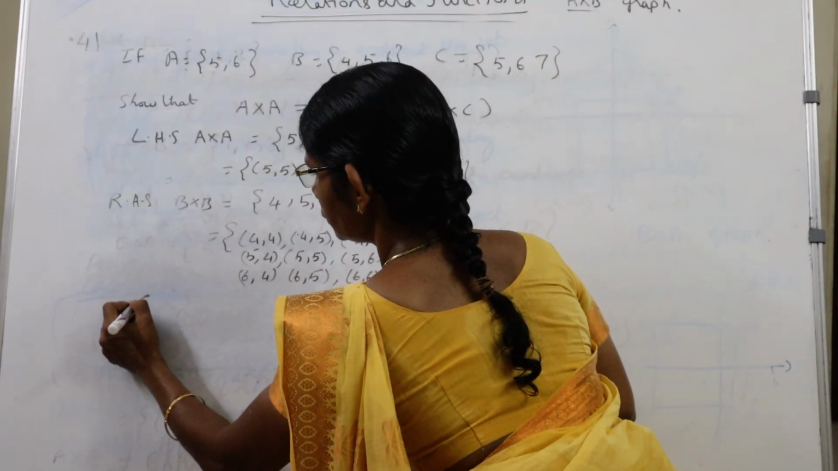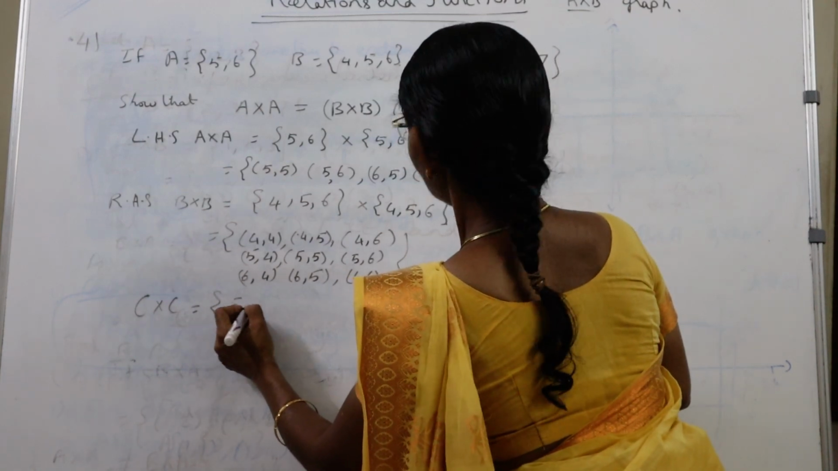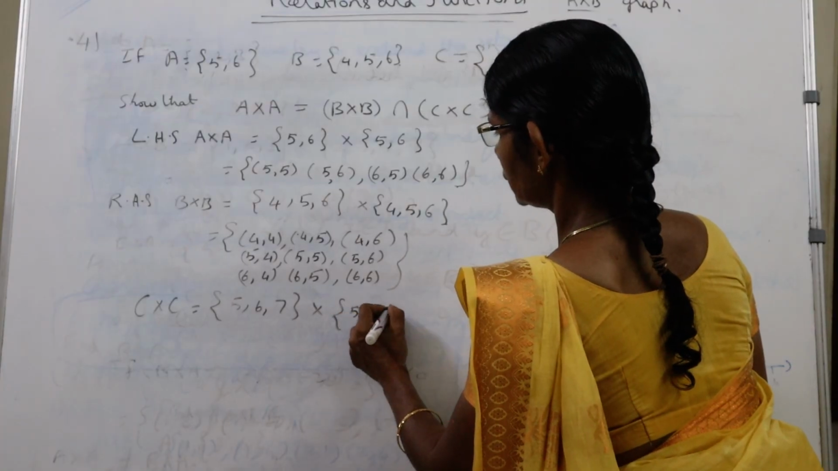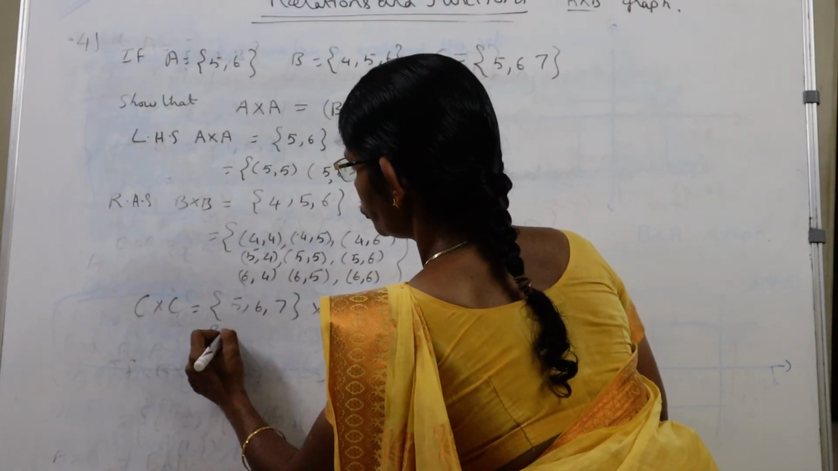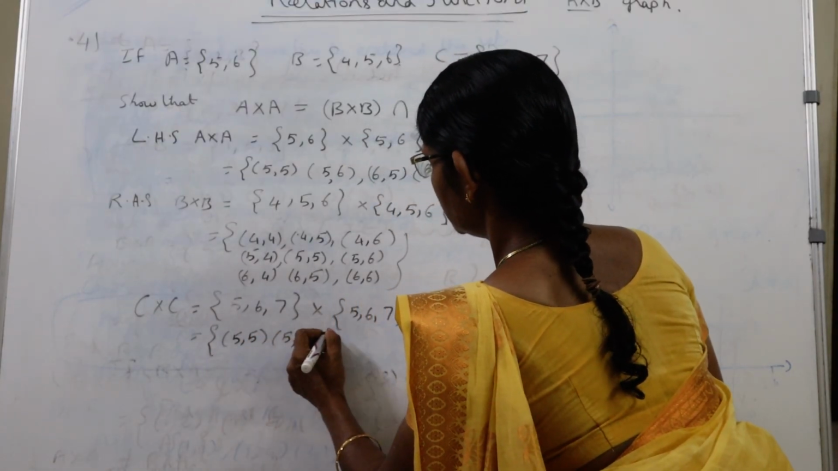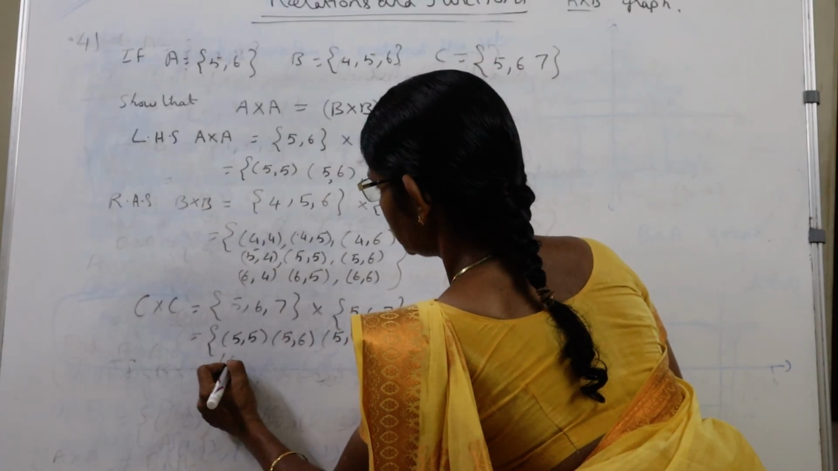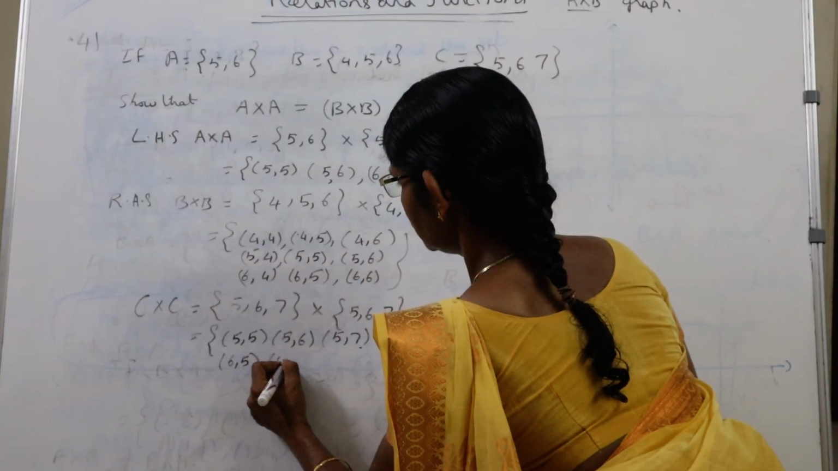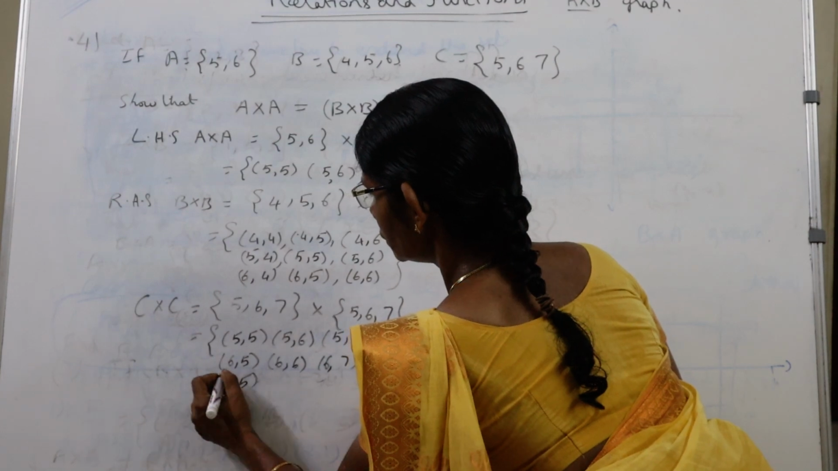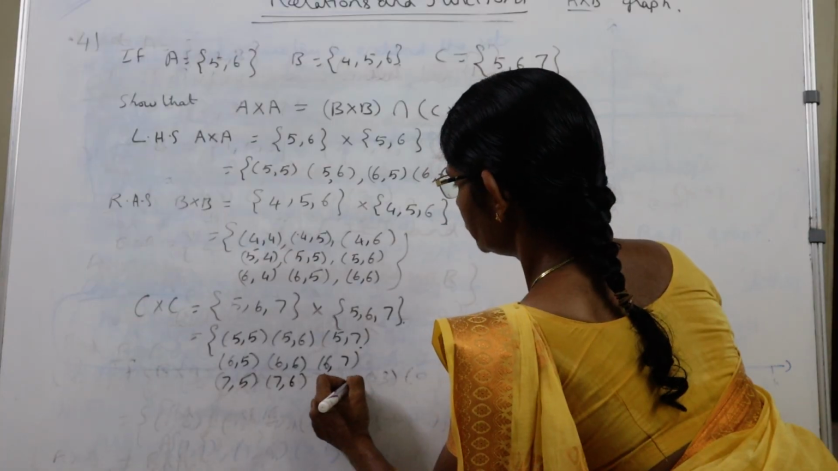Now the Cartesian product C cross C. What is set C? {5, 6, 7} cross {5, 6, 7} equals (5, 5), (5, 6), (5, 7), (6, 5), (6, 6), (6, 7), (7, 5), (7, 6), (7, 7).